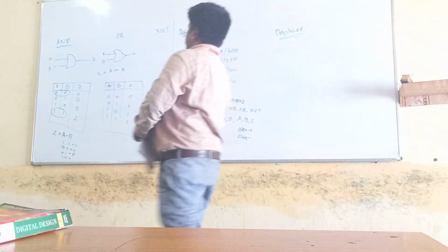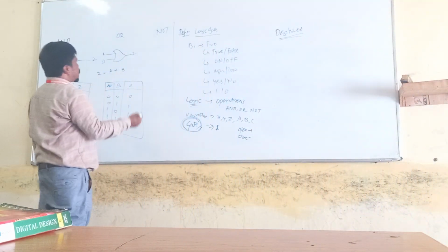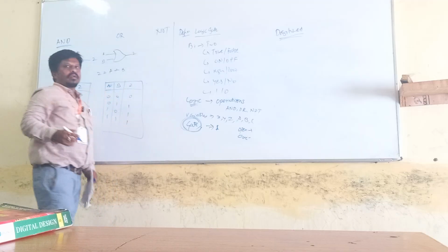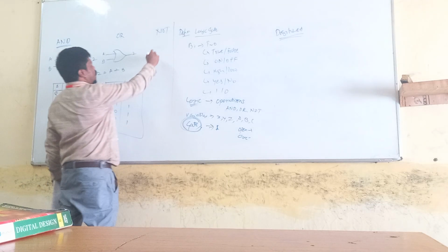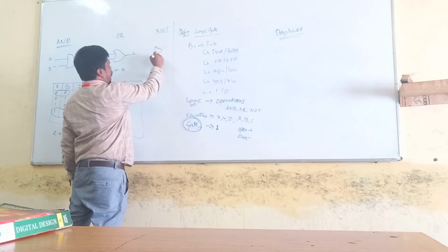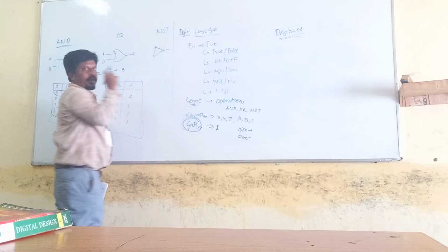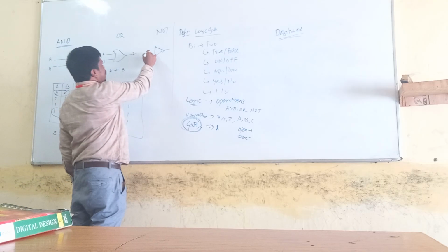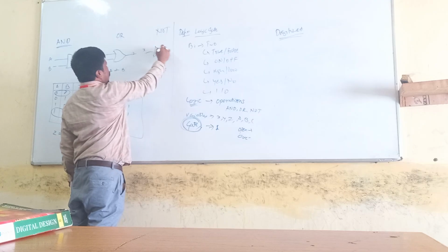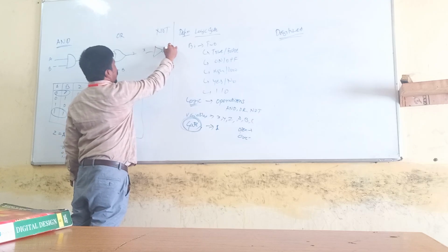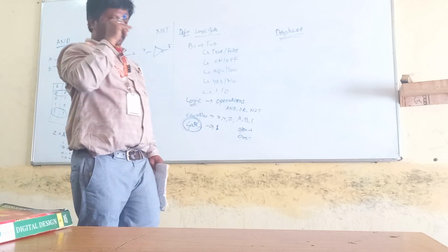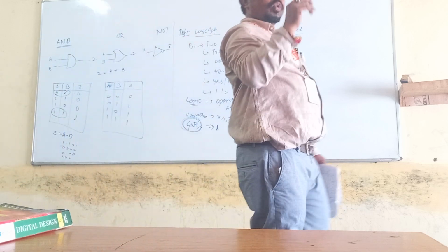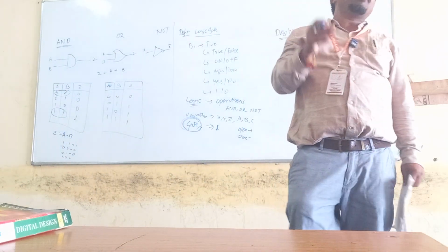Okay, NOT operation next. I hope you are all following this. Next I would switch to the NOT operator. The NOT operation is represented by one triangle followed by one bubble. It has only one input and only one output. The thing is that my NOT gate has only one input. You should remember.